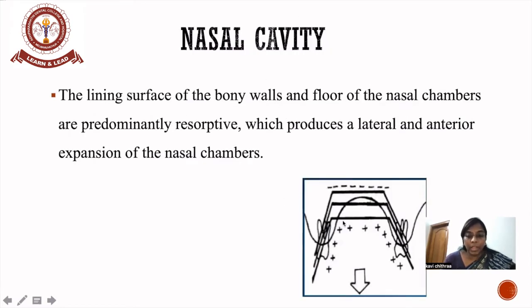Nasal cavity: the inner lining of the palate, which is actually the floor of the nasal cavity, there is resorption of bone, and on the oral aspect of the palate there is deposition. So this is also similar to the V principle. And this approximates the floor of the nasal chambers, which produces a lateral and anterior expansion of the nasal chambers.